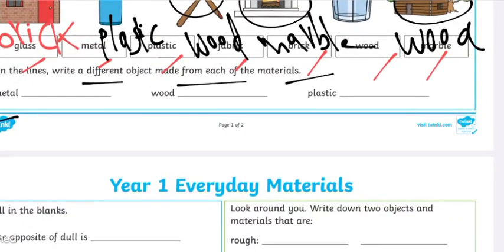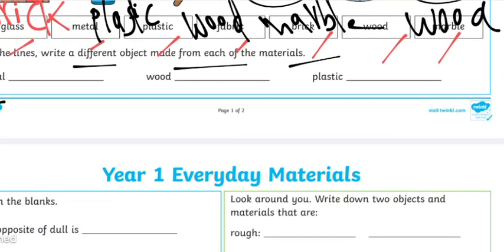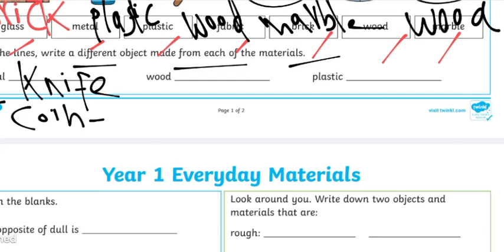Give me something made of metal. So give me something made from metal. It will be what? Knife. Knife, yes. What else? Coin, right? Spoon, pan, and so on. Okay. What about wood?